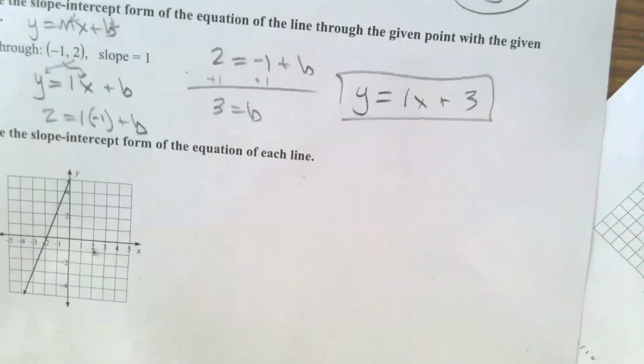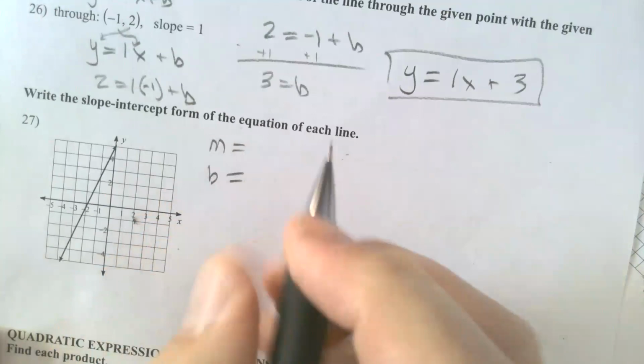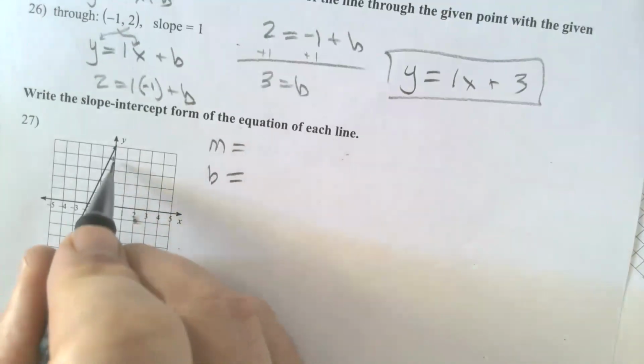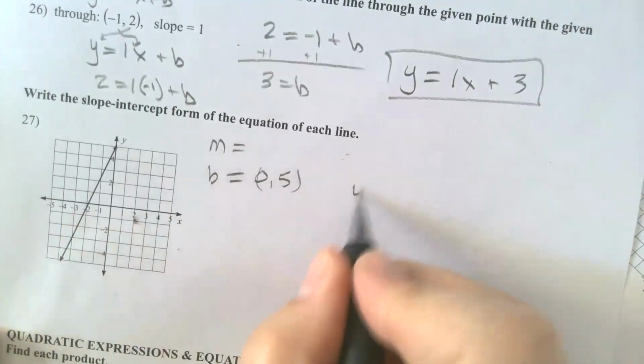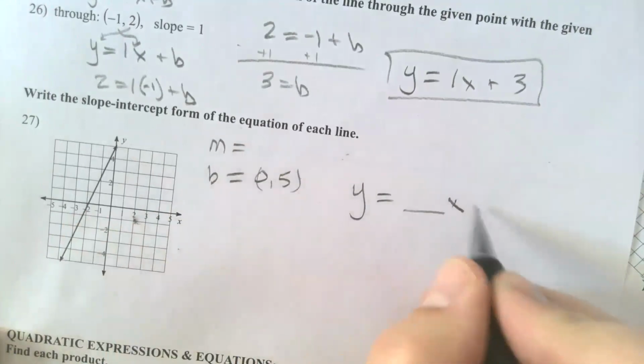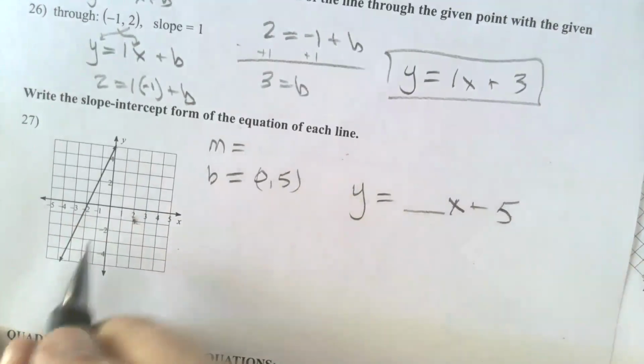Write the slope-intercept form of this equation. Okay, slope-intercept. So I need my slope, and I need my intercept. Looks like this is 1, 2, 3, 4, 5. Like my intercept is at the point 0, 5. So I know my equation is going to be y equals something x plus this 5. Now I need my slope.